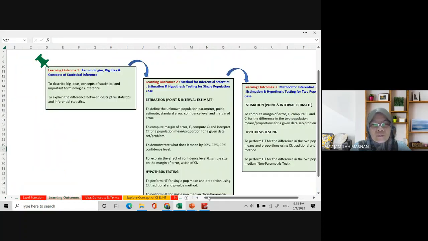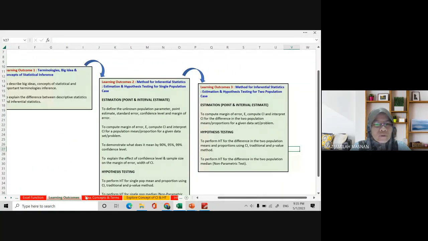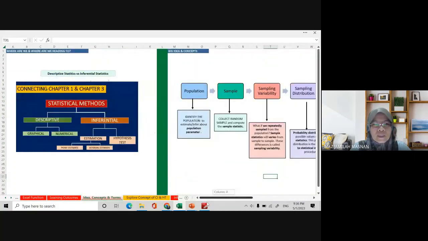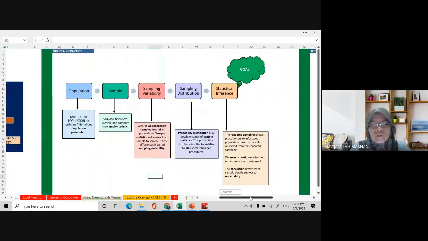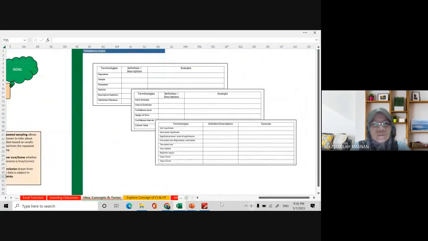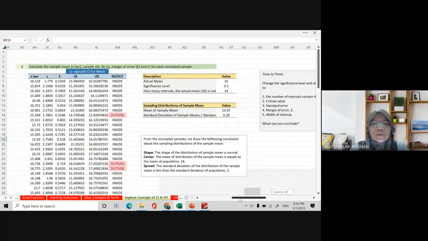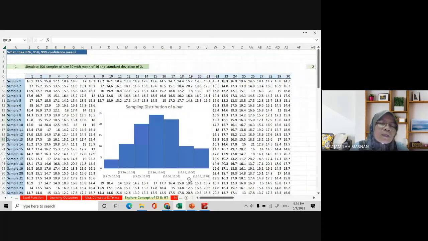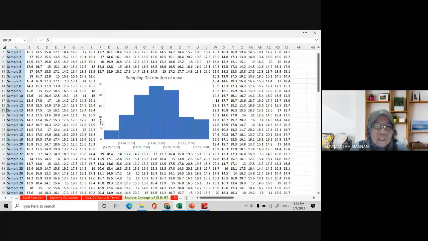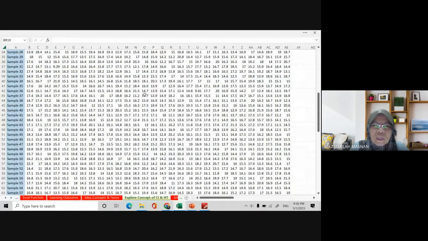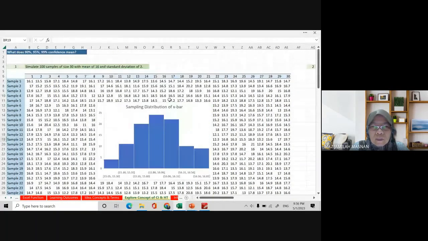For the learning outcome, you can look on your own, and for the concept idea, you can refresh whatever we have covered before. And this in yellow, explore concept of CI and HT, is an additional explanation to what you have in theory in your textbook. I think it would be best if I explain it to you live, face to face.